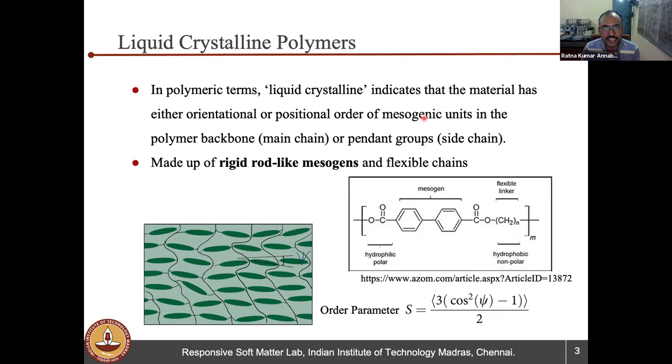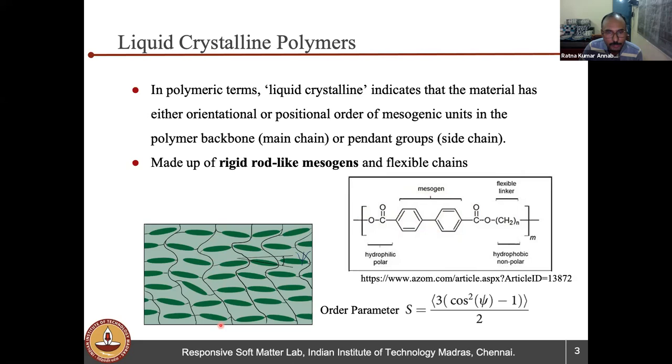One of the central molecules of these systems is the rigid rod-like mesogens, which are non-flexible, and they are attached to side chains, which are flexible. If you compare this structure with the cartoon shown here, the rod-like rigid structures are represented by the mesogen, and the side chains are the ones which are flexible, and then they connect with the polymer backbone.